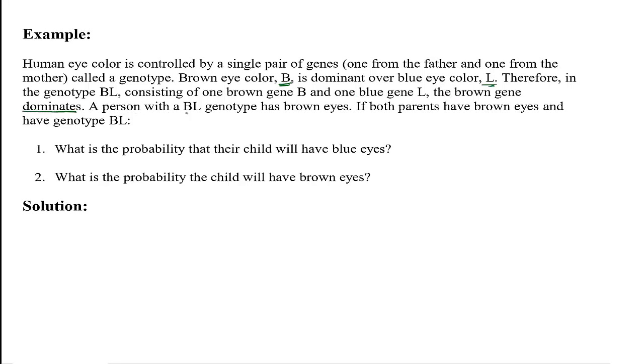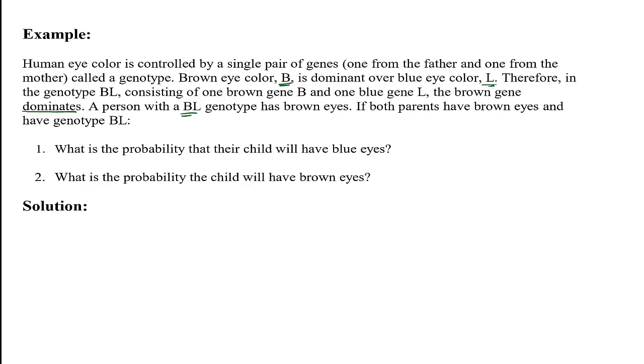A person with a BL genotype has brown eyes. If both parents have brown eyes and have genotype BL, what is the probability that their child will have blue eyes? What is the probability that the child will have brown eyes?